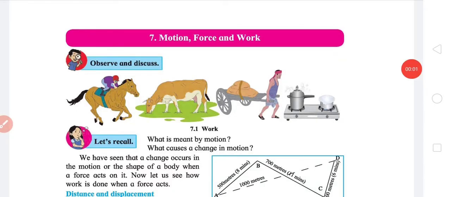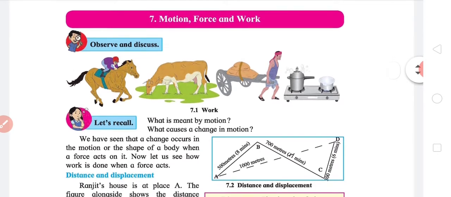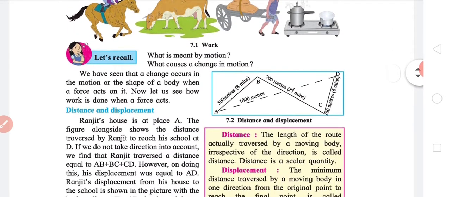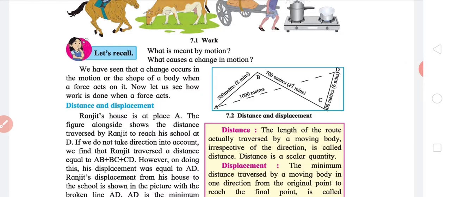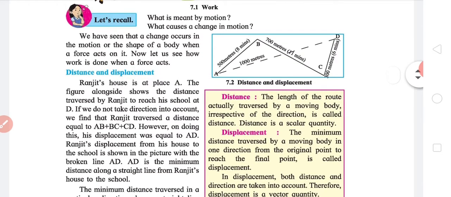Hello, friends. So, today we will start chapter 7: Motion, Force, and Work. Basically, these three terms, motion, force, and work, are closely related to each other, as you will see as we discuss. So, let's come to the point.